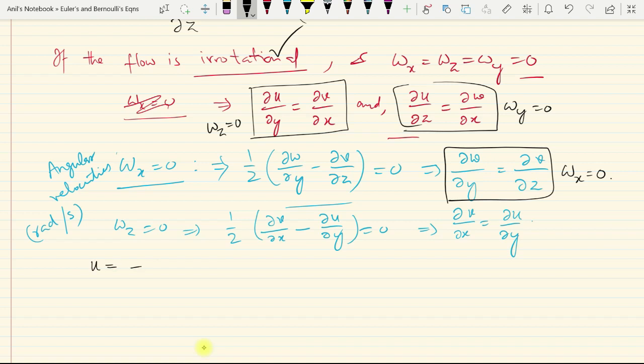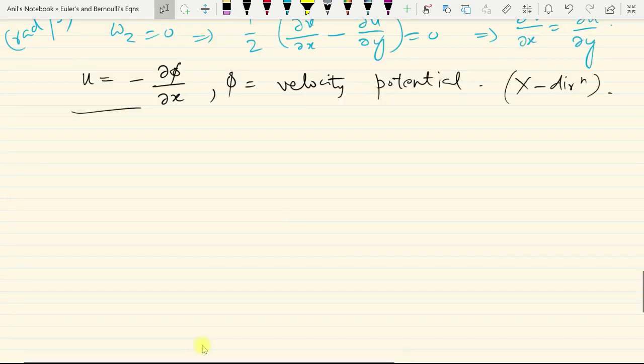for expressing u, negative of del phi by del x, where phi is velocity potential. Well, we know the definition of velocity potential, that its negative derivative with respect to any direction will give the component of velocity in that direction. So we are right now working for x direction. So same will be valid for other directions also.